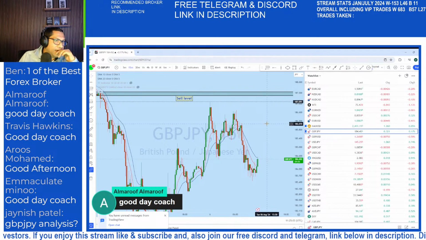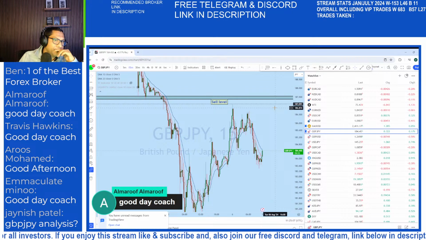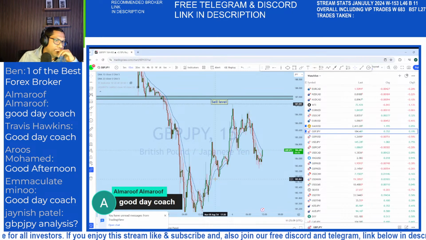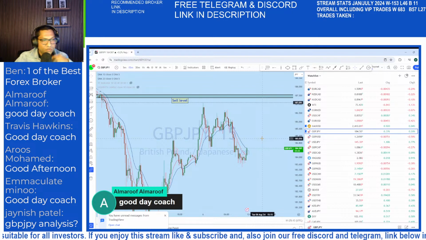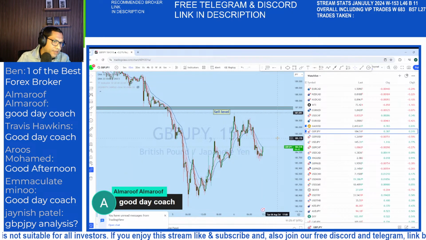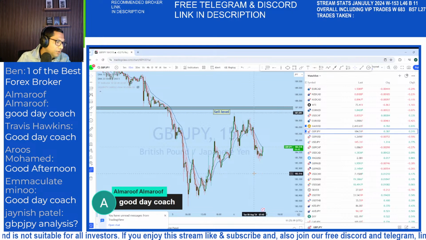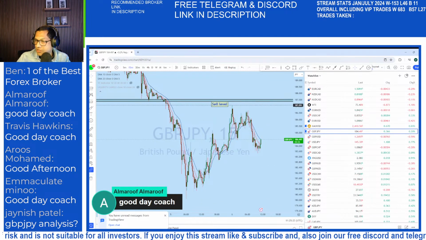This is the sell level, and we want to see the market go back up and break this high. I wouldn't be interested to buy at the moment, although we might find an opportunity to buy if it is very suitable, but the bias will potentially be towards the downside.